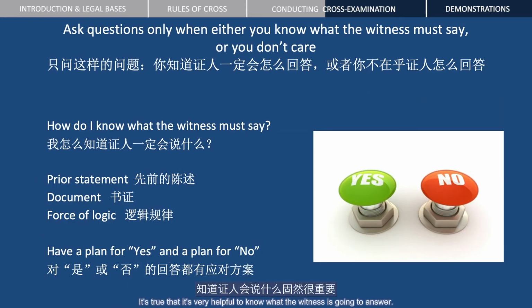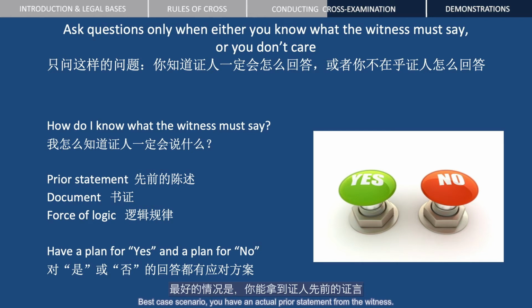It's true that it's very helpful to know what the witness is going to answer, and I'd say to most of your questions, hopefully that will be the case. So let's start with that. How do you know what the witness must say? Well, to know what the witness must say, there are a few possibilities.